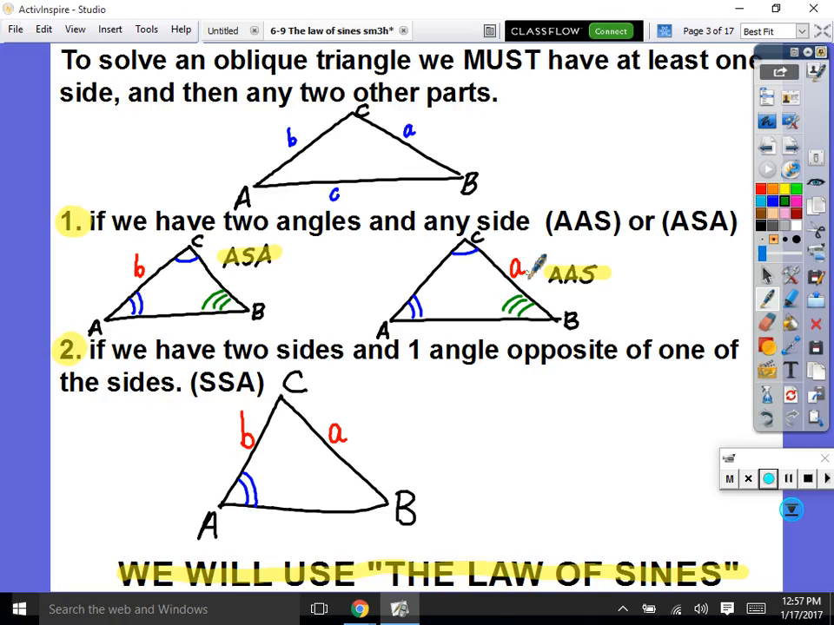Now, that's because you can find the third angle. Also, we'll use the law of sines if we have two sides and an angle opposite one of the sides. I like to say that backwards: given an angle and two sides where one of the sides is definitely across from the given angle.